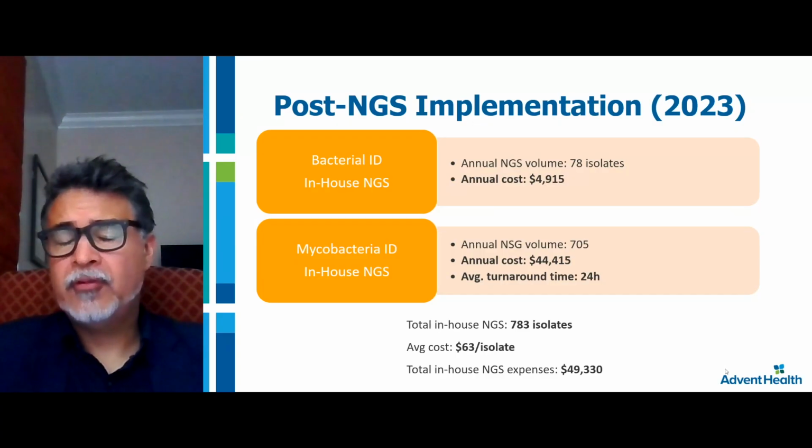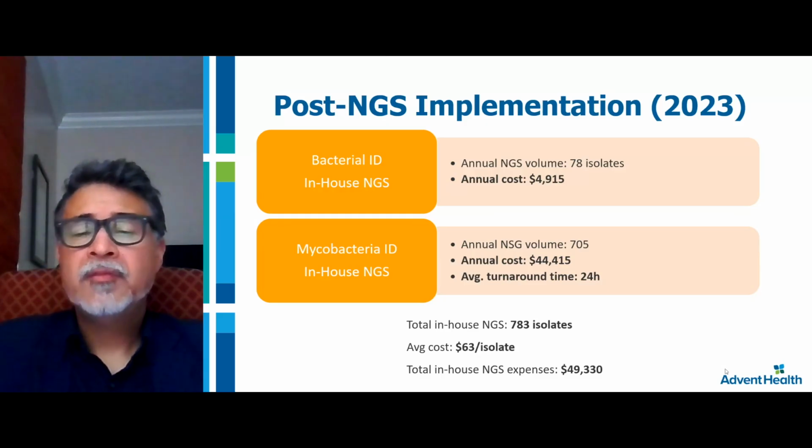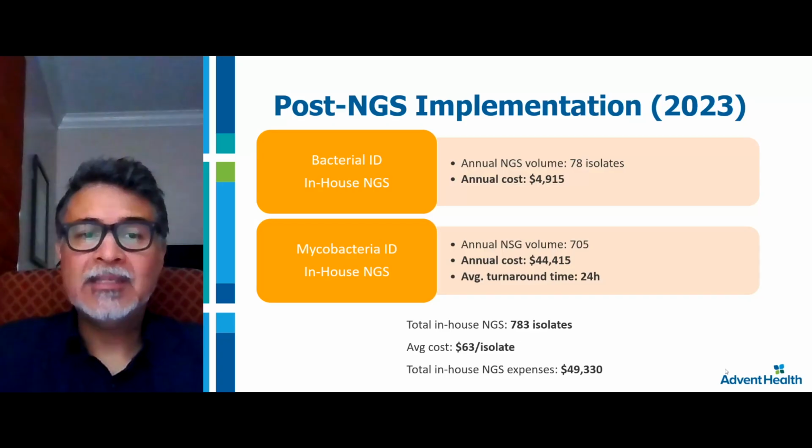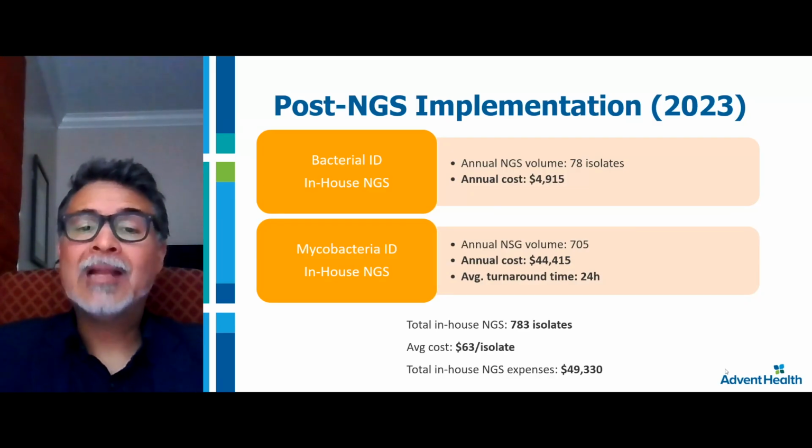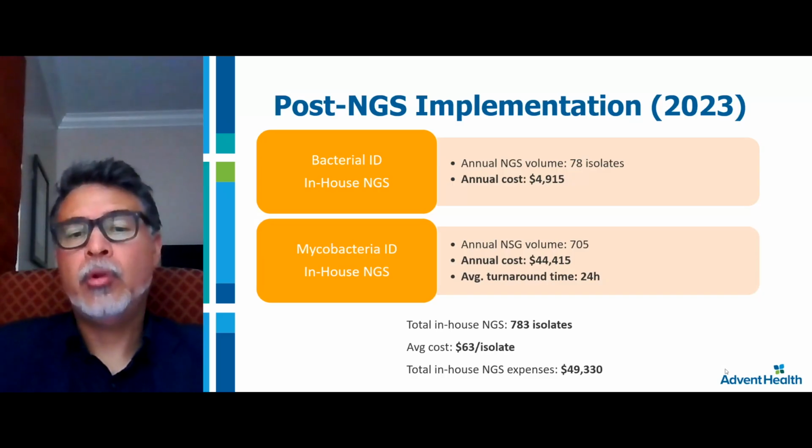When we evaluated the post-implementation, especially in 2023, for bacteria ID, we had 78 isolates. At the beginning, the first time, we had around 90. Again, these are those that fail MALDI or VITEK. The annual cost of only bacteria ID by in-house NGS was around $4,900. For mycobacterial ID, we have 705 isolates, with an annual cost of in-house NGS of $44,415 and a turnaround time of 24 hours because we do it overnight.